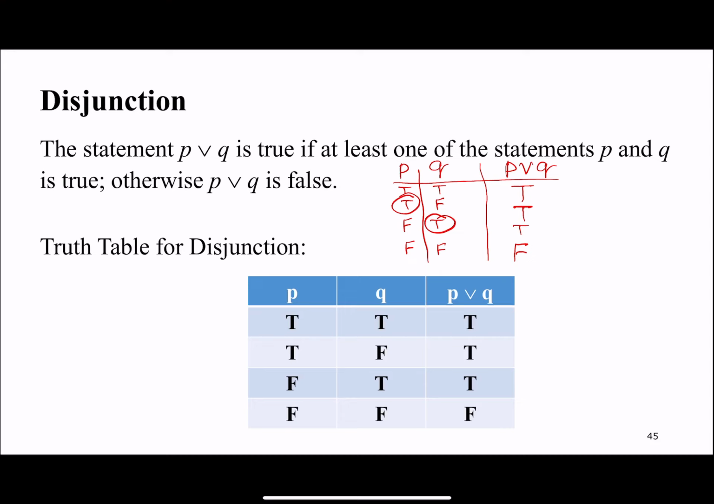Okay. We have P, Q. Right? So at least one of them must be true to have P or Q true. Okay? Look at the first one. At least one of them must be true. Both are true, right? Okay, perfect. P or Q is true. At least one of them is true. Second one, right? Look at the second row. At least one of them is true, so P or Q is true. Look at the third row. At least one of them is true, so P or Q is true. But look at the fourth row. Okay, both are false, so P or Q is false.